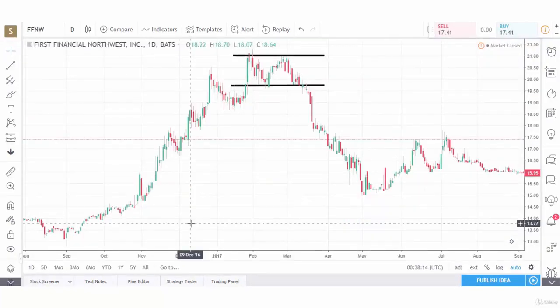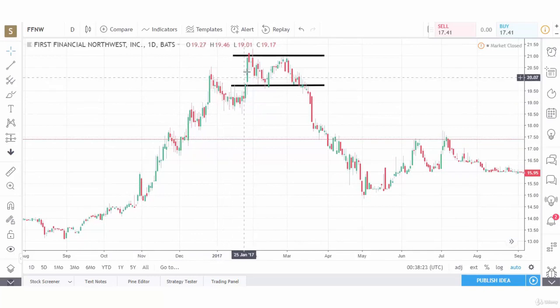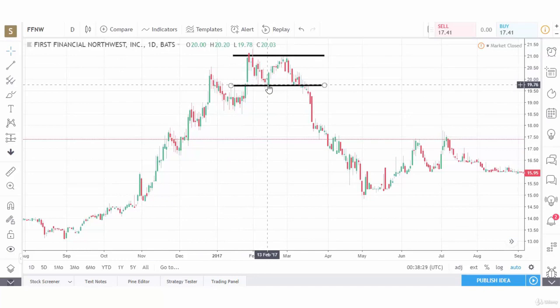So now let's take a look at First Financial Northwest. This is a classic double top pattern. The stock is in a fairly long-term bullish pattern. It hits a high at $21. Pulls back to around $19.75, pulls back up to $21, and then breaks that $19.75 level.